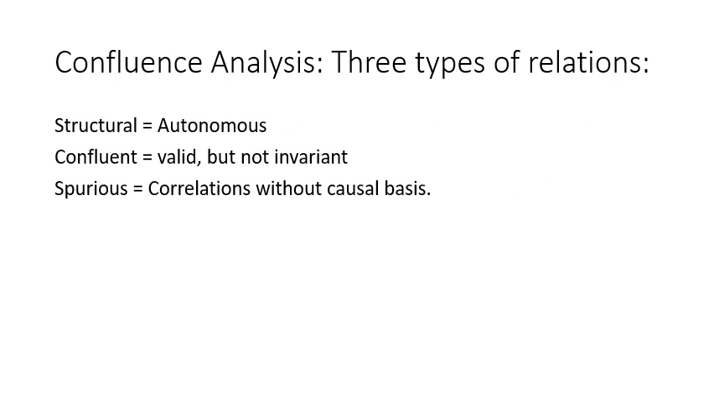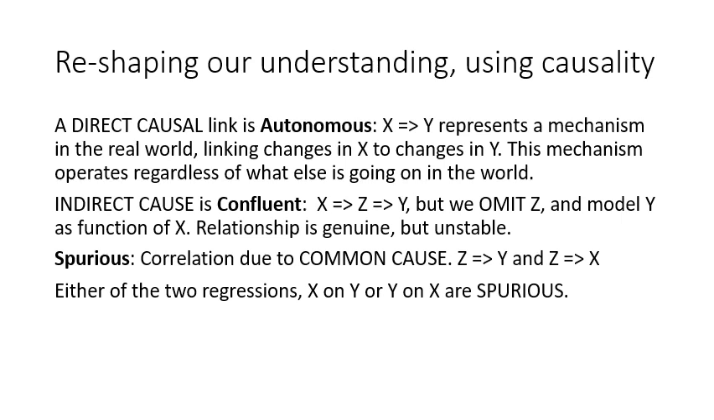Ragnar Frisch, who was one of the first founders of econometrics, talked about three types of relationships. One is the structural relationship, which we will call autonomous. These are the basic fundamental driving relationships within the data. Then there are what he called confluent relationships. These are valid relationships, but they change if the environment changes. And then there are spurious relationships, which are just correlations on the surface of the data, but there is no basis for them. So you can't rely on them to forecast. Nobody was able to understand these terms because they cannot be understood without causality, and so basically they dropped out of the language and the practice of econometrics. But once we have an understanding of causal structures as developed in the previous lecture, then what we see is that a direct causal relationship is autonomous. If X causes Y directly, this represents a mechanism in the real world which links changes in X to changes in Y.